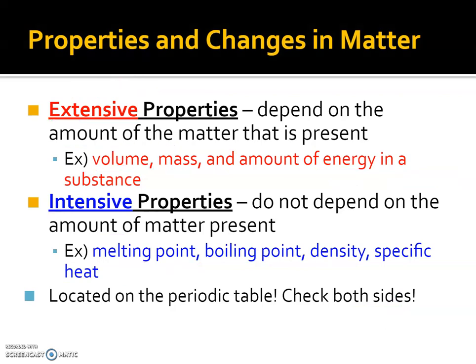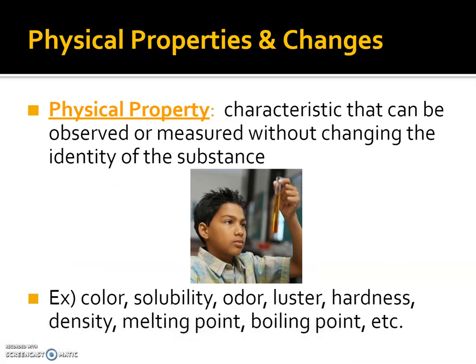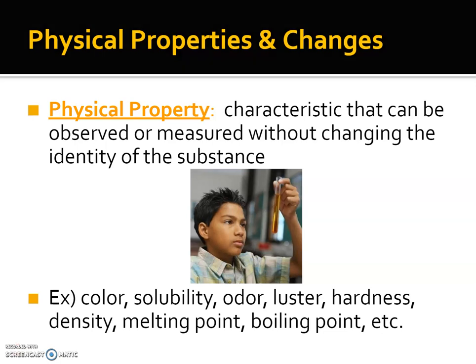So that's what we're going to take a look at: different physical and chemical properties that are going to be intensive and extensive. The intensive ones are going to be more of the physical properties or characteristics that can be observed without changing what the substance is. Like, what is the color? Is it soluble or not? And please, star, circle, highlight this.